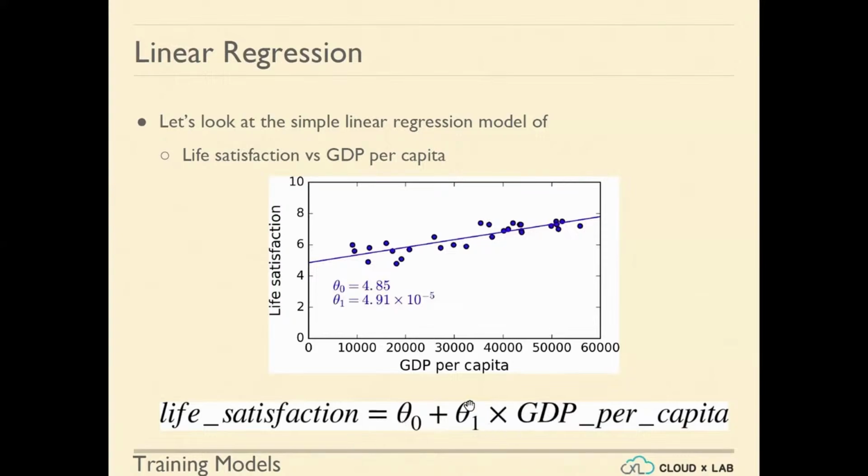Now here, if you change the value of theta 1, the orientation of the line will change, right? Because theta 1 here is nothing but the slope. So if you change this slope value, the orientation of the line will change. If you change this theta 0 value, the shifting will change. Shifting from origin will change, right?